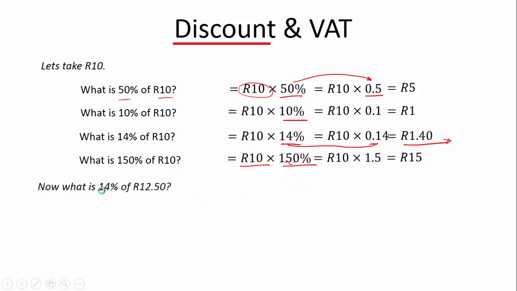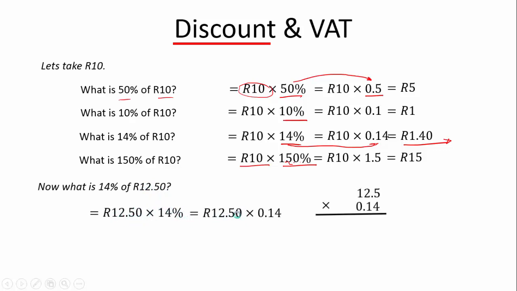So what if I wanted to ask you, what is 14% of 12 Rand 50? Could you work this out? We got 12 Rand 50 times 14%. That's the same as 12 Rand 50 times 0.14. But what if you looked into your bucket and packet of things you knew what to do, and we could do long multiplication here? If you haven't watched the video on how to do long multiplication with decimals, make sure you do. I'm going to quickly show you here.